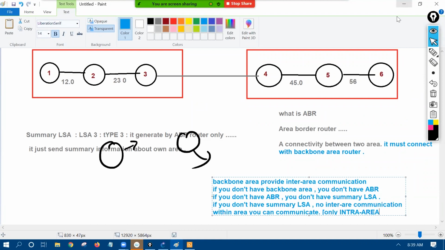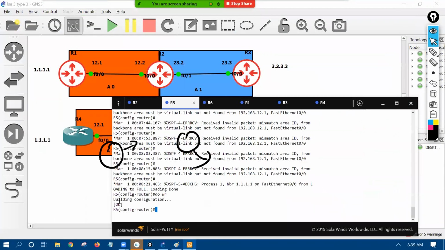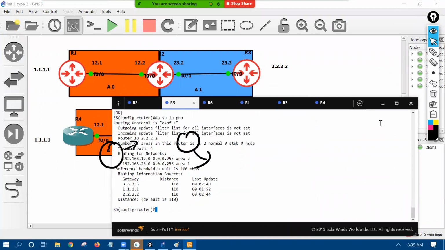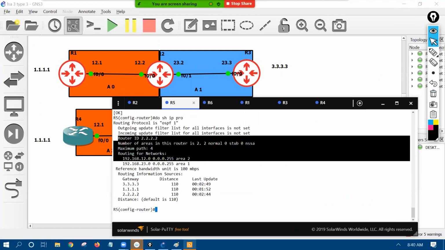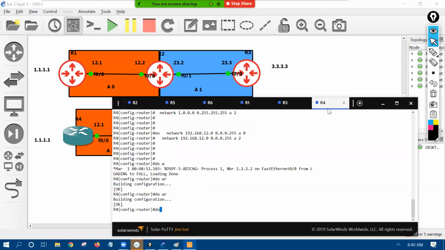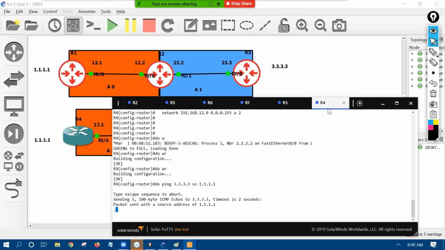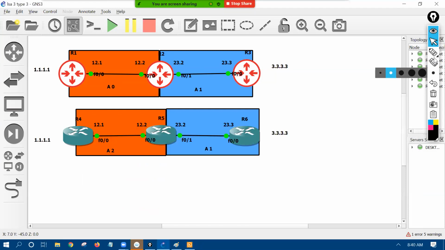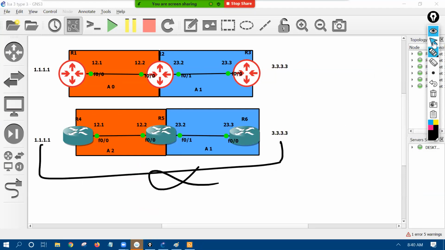And if you have a look at the R5 router, will R5 become the ABR over there? Do show ip protocol. I don't have any ABR information. And if you don't have any ABR information, will I be able to communicate from R4? If you see on R4, can I ping 3.3.3.3 source 111? I can't provide communication between these. Not possible.